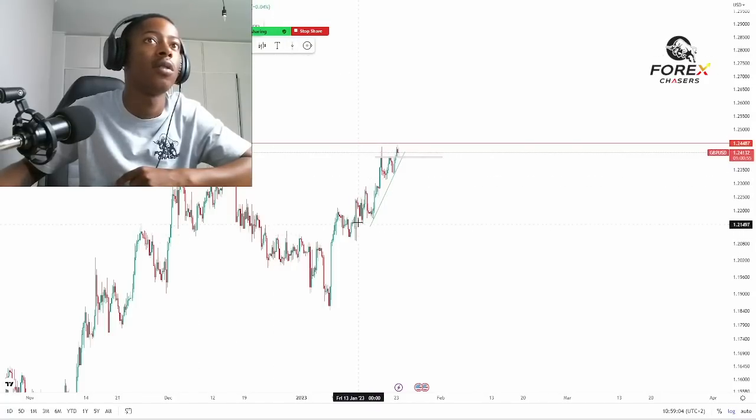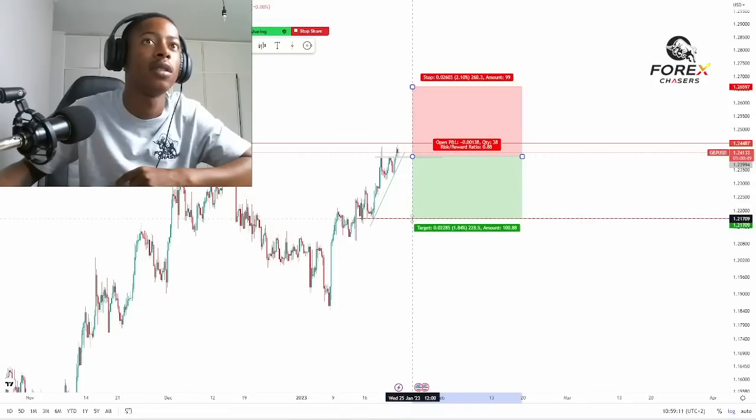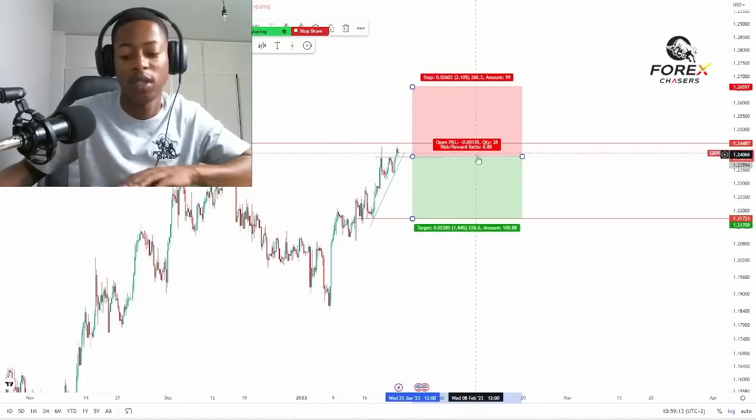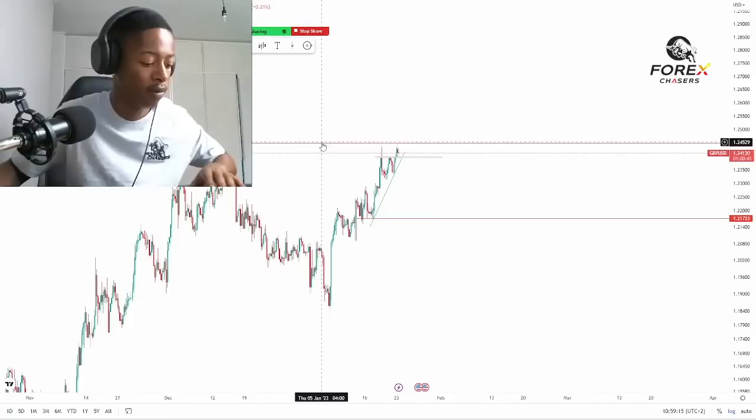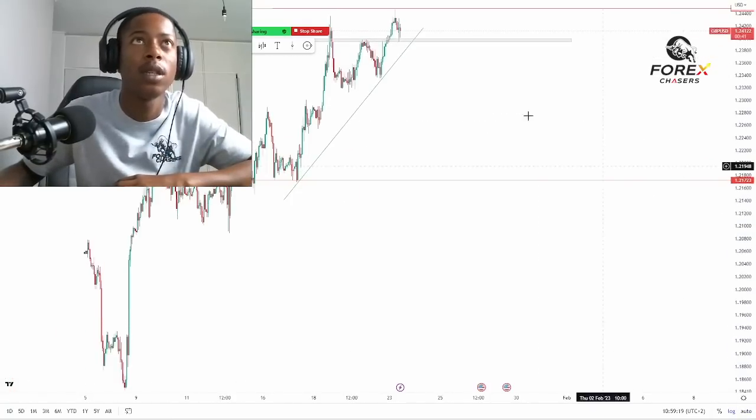Your first take profit is going to be all the way down to here. So let's see how many pips you're looking at. You're looking at potentially 228 pips, which is a lot. You can secure profits, so even with 60 pips you can still go down with it.